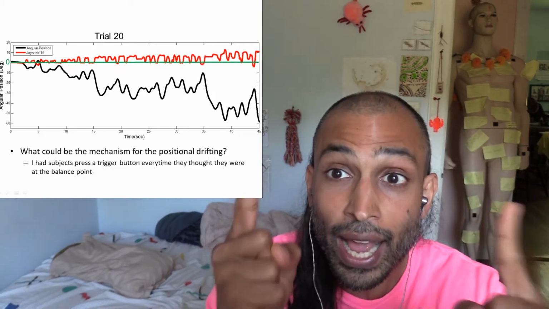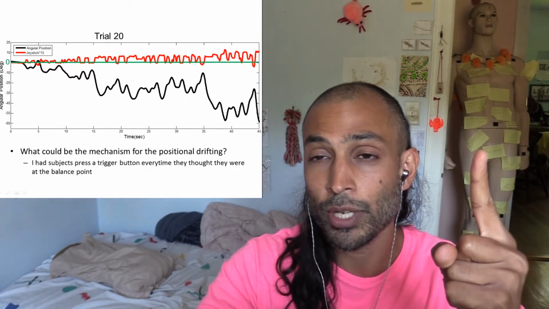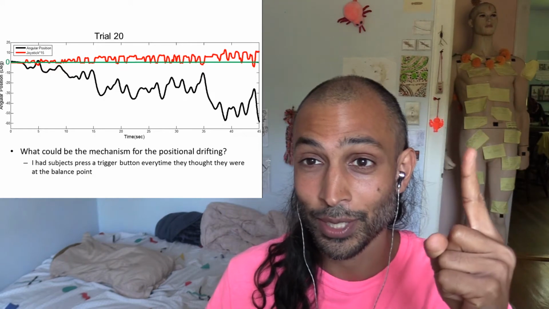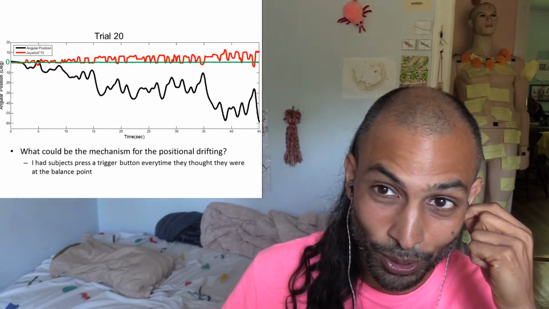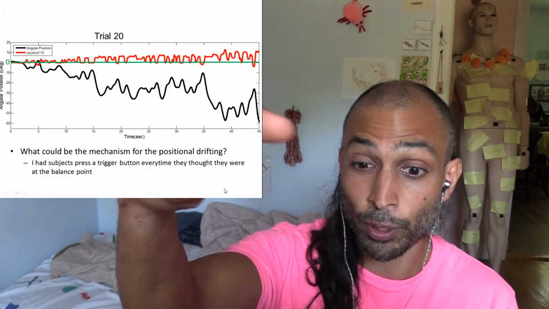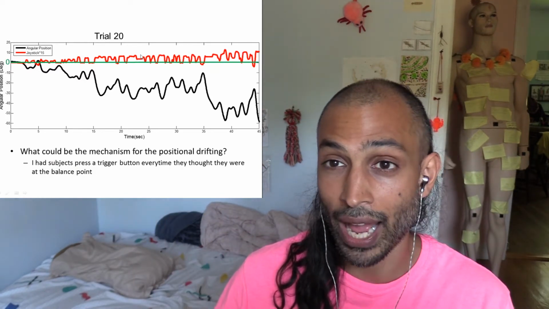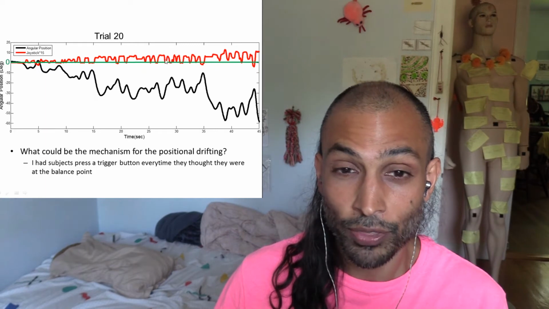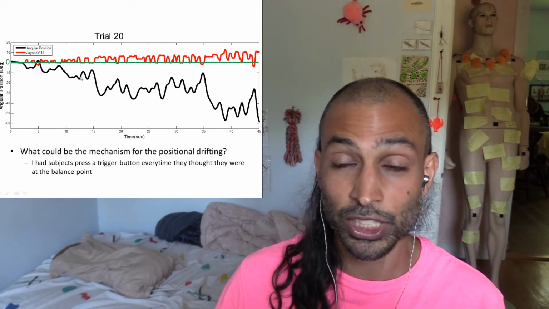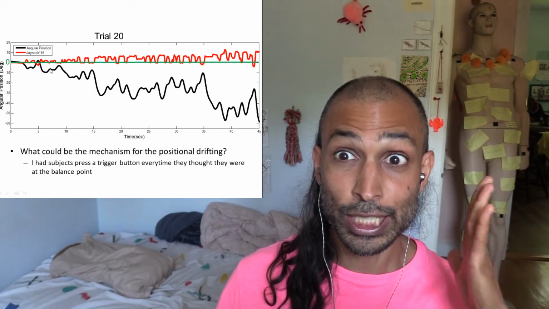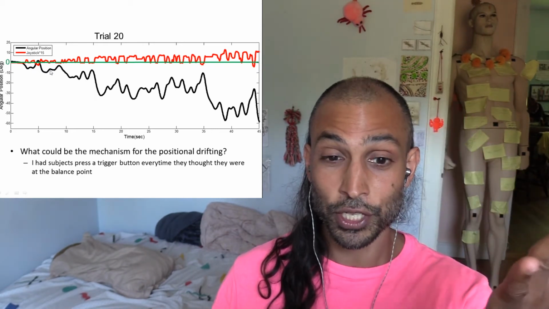And the question now that I asked, and I'm not going to talk too much about this study, I'm packaging together a paper, so if you're interested in this perspective, let me know, and I'm happy to talk more about it later. But basically I asked people to press the trigger button every time they felt like they were at the balance point. One hypothesis is that they knew that they were not at the balance point, they just couldn't balance it. But the other hypothesis is that maybe their perception itself is changing.